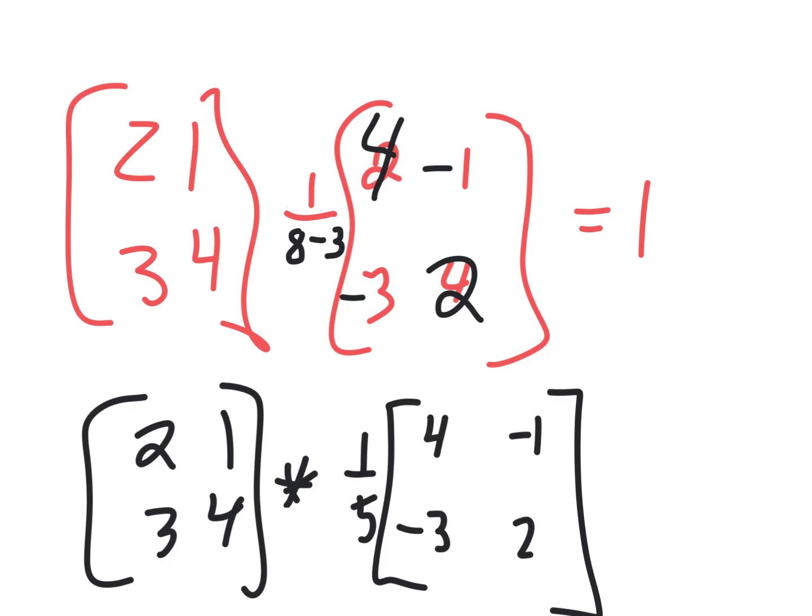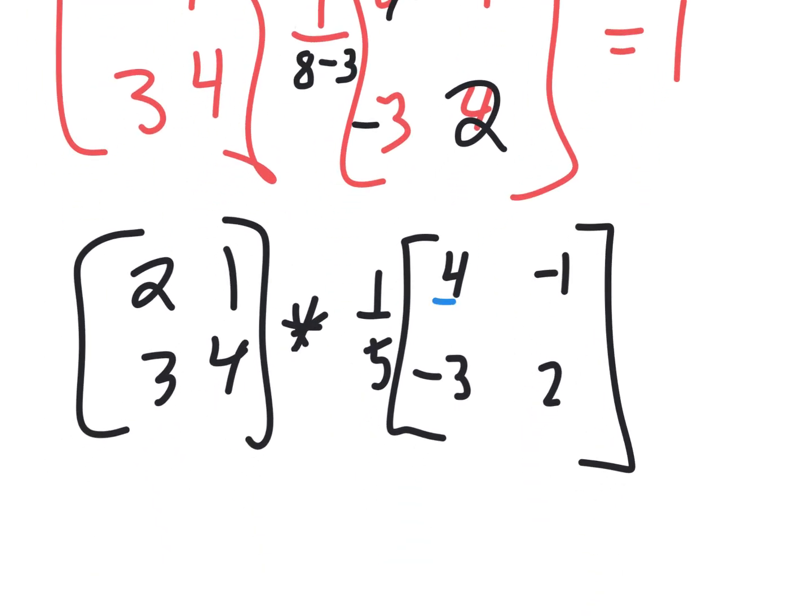And then really when you multiply everything by 1/5, this just becomes 4/5, -1/5, -3/5, and 2/5. And then it's not there anymore. I just multiplied it into everything. Cool. We just found out what? What was this? This was an inverse.